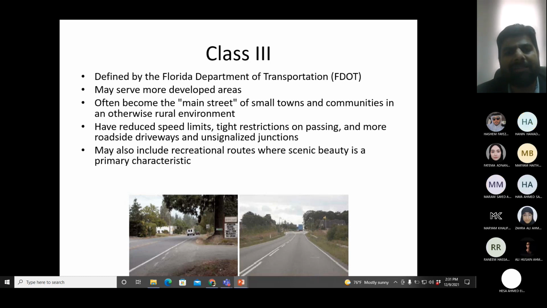They are very similar to class 2, but they are provided in developed areas. So their terrain is better, but they still have low speed and the sight distance is not so good. They have unsignalized intersections, and they may have driveways on their sides. They may also go towards recreational areas within the small towns. Some of the class 3 highways may go there as well.